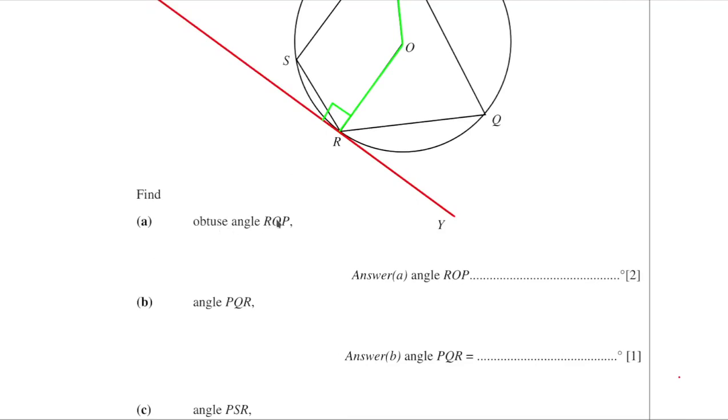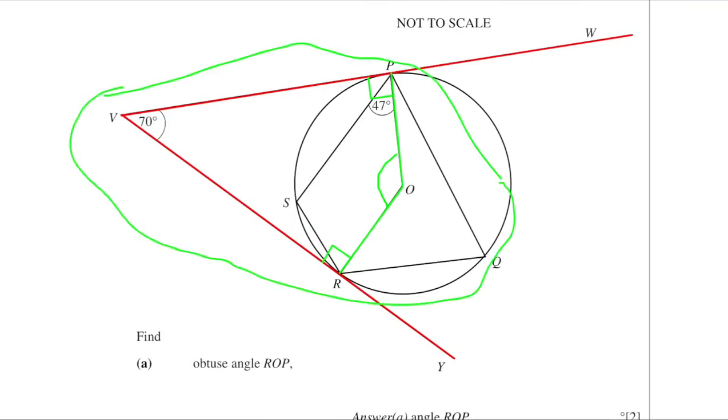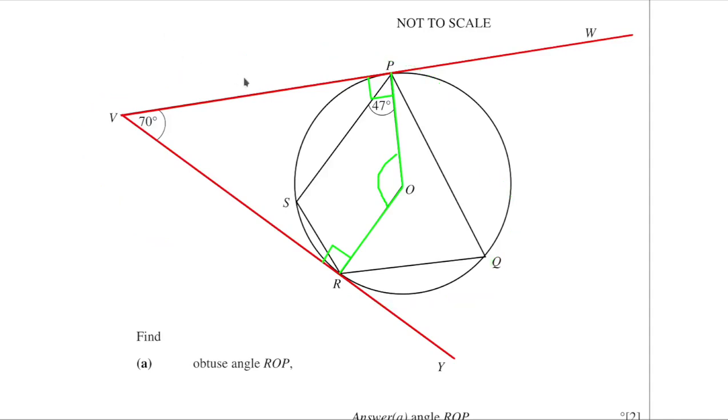Calculate the obtuse angle ROP. It's this angle here. Now there's something you should notice here. The shape I've just circled is a kite. From tangents from the same point being equal, this side is equal to that. And PO and OR are radii of the same circle, so they are equal. So this shape is actually a kite.